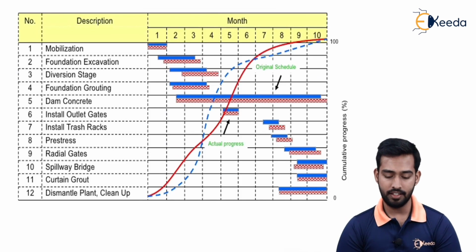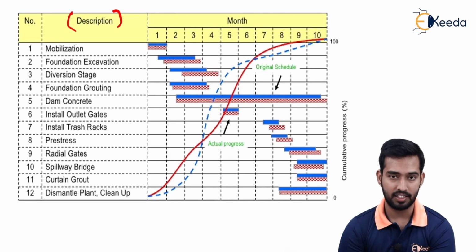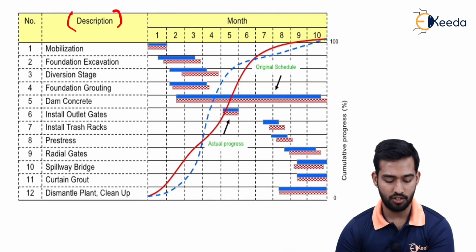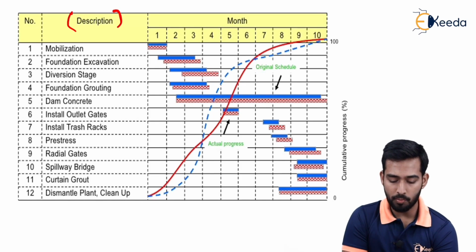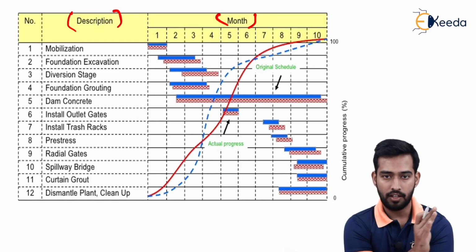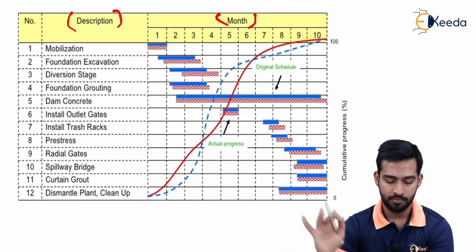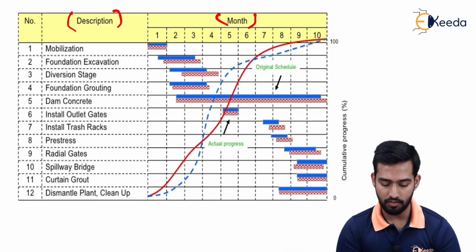Over here, as you can see, this is known as a typical bar chart of the construction industry. On your left hand side we have given the different activities and their descriptions. So we have divided the whole project into 12 activities. On the top, we are divided starting from month 1, January, to the 10th month. So the total project duration is 10 months, and we have divided all the activities according to it.